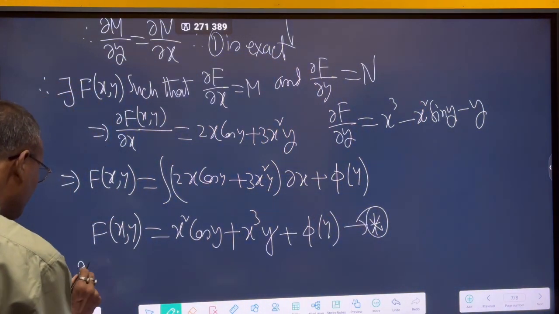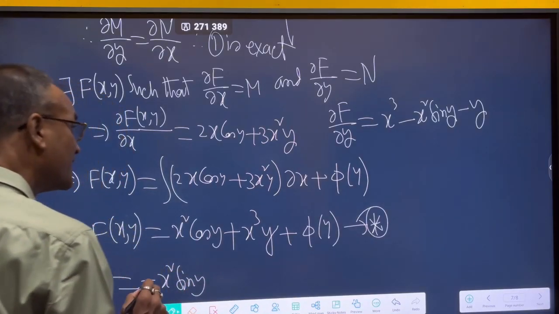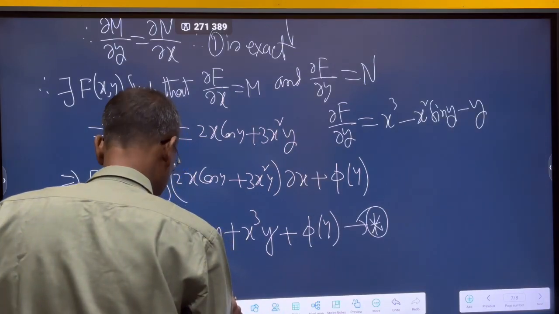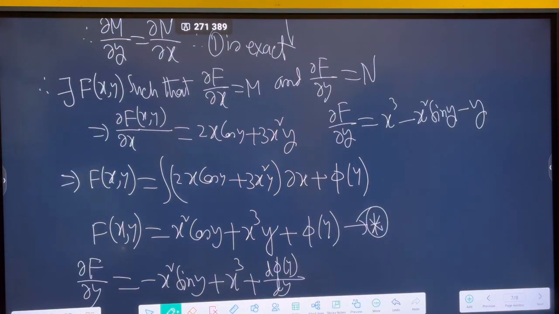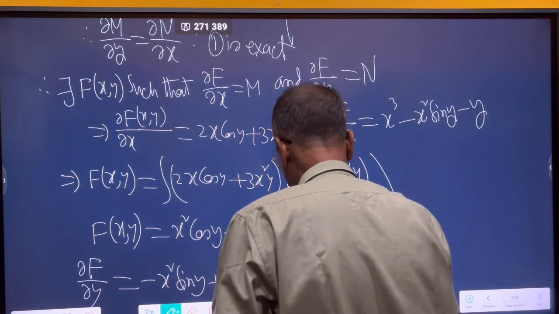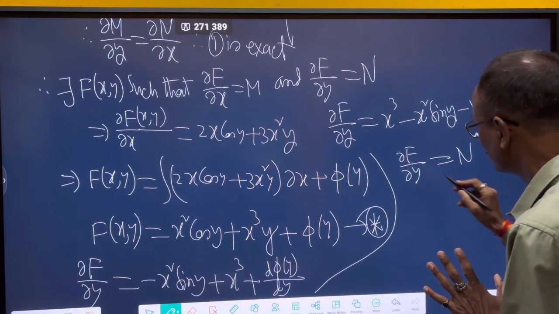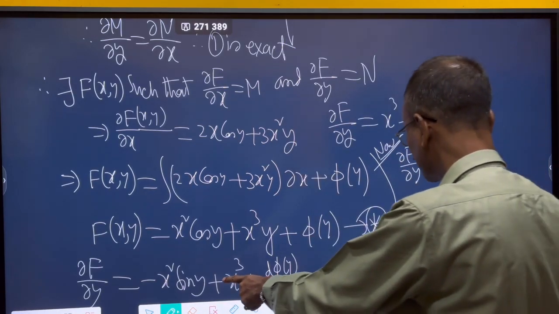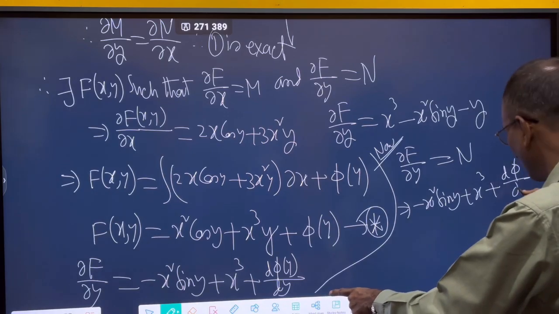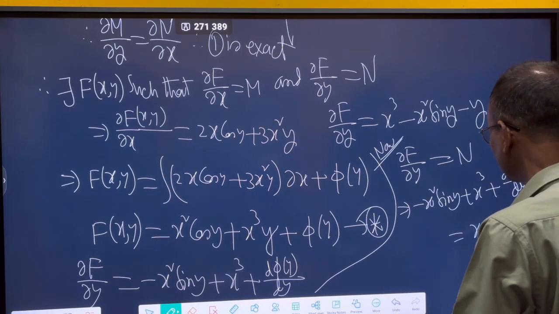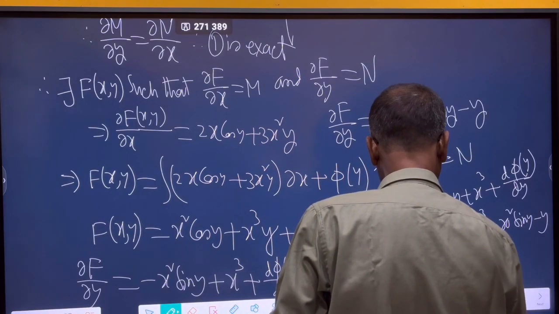Now, what is del f by del y? From this, del f by del y with respect to y, you will get minus x square sin y plus x cube plus d phi by dy. Now del f by del y should be equal to N. This means minus x square sin y plus x cube plus d phi by dy equal to N, and N means x cube minus x square sin y minus y. This means d phi by dy equal to minus y.